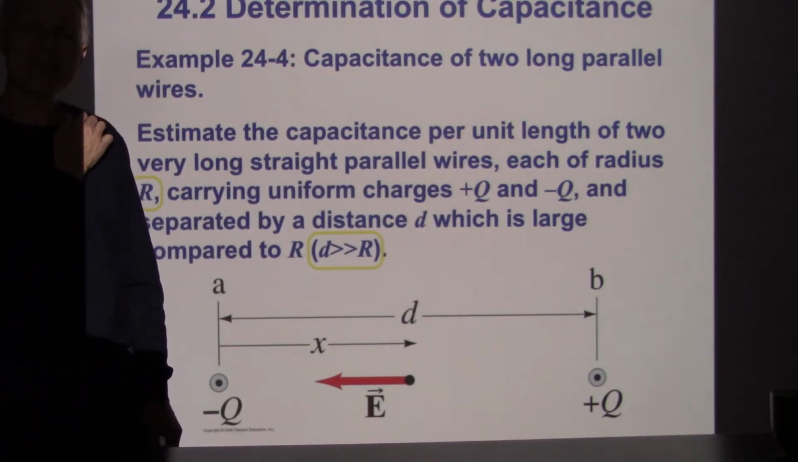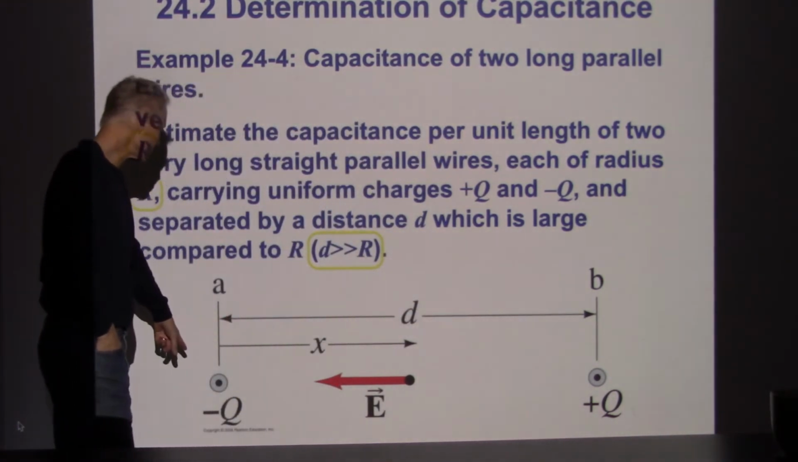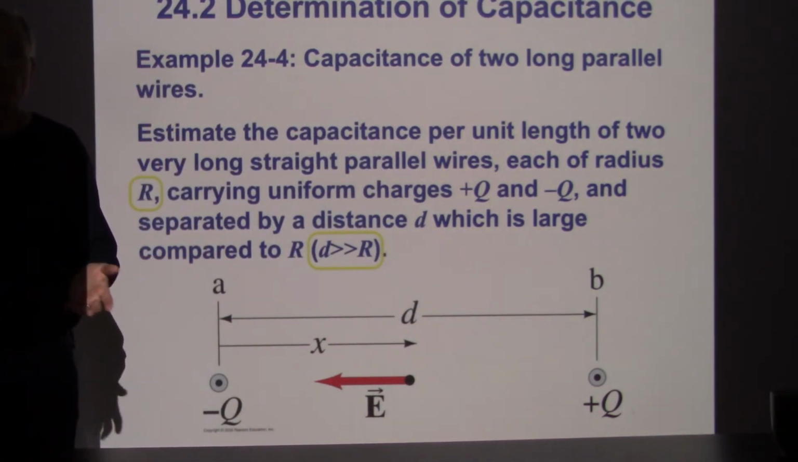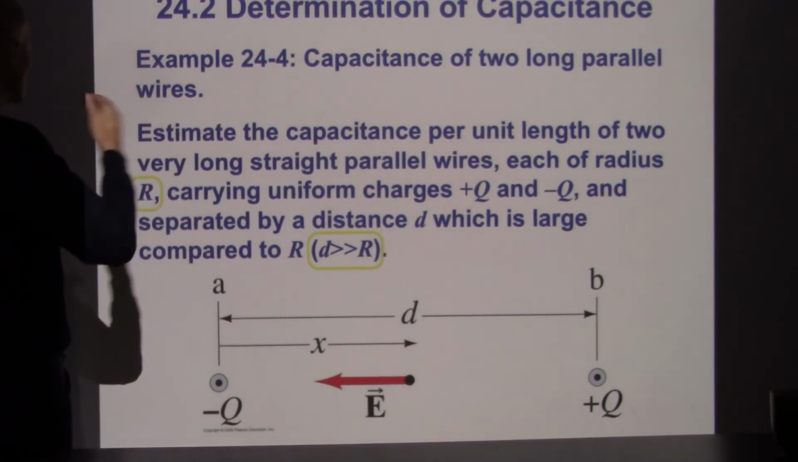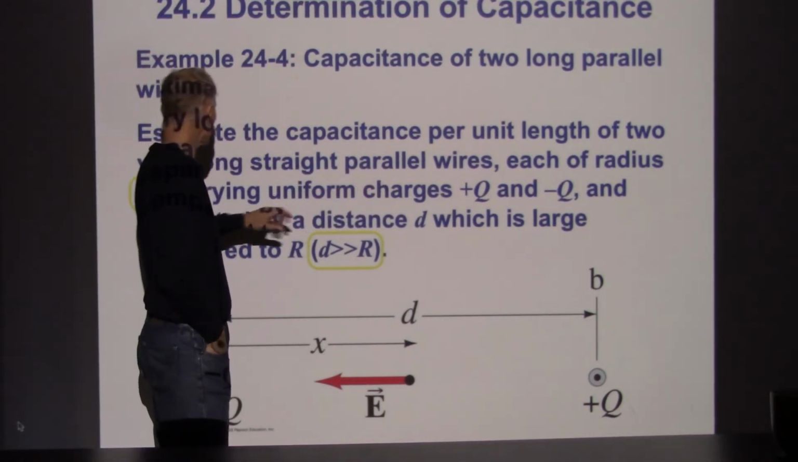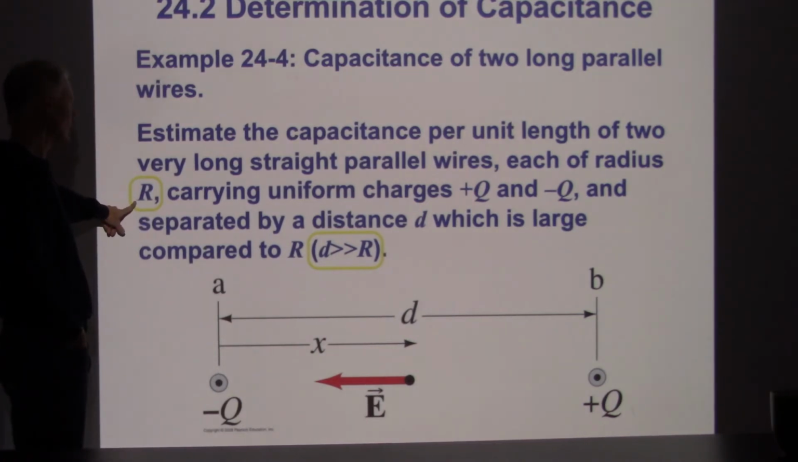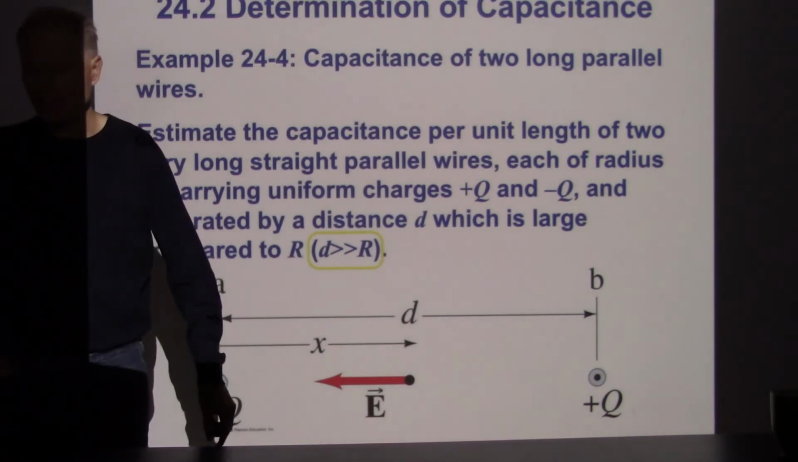How much capacitance is there in those two wires if the wires happen to build up a certain amount of charge? Now, typically when we're operating devices, the charges on the wires are negligibly small. But if I did have two very long, straight, parallel wires, each of radius r, carrying uniform charges of plus q and minus q, separated by some distance d, center to center, what would the capacitance look like?